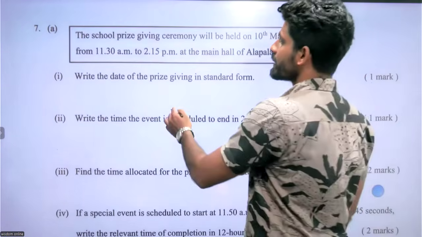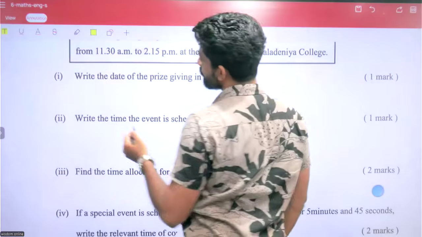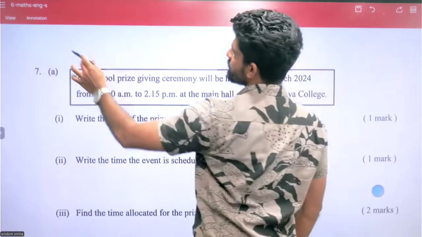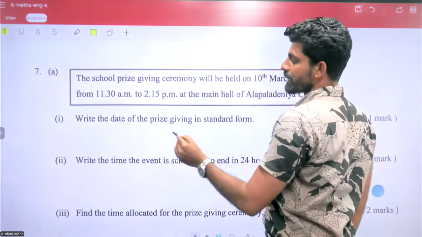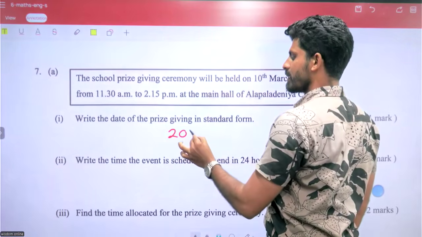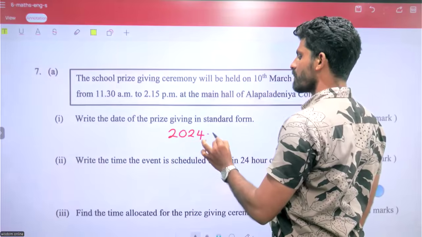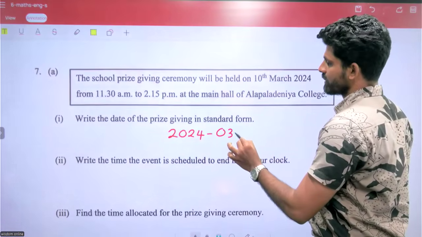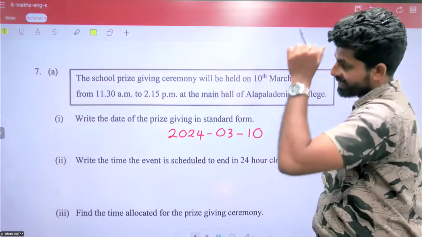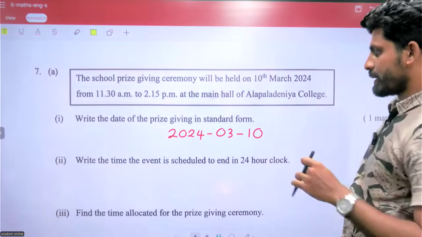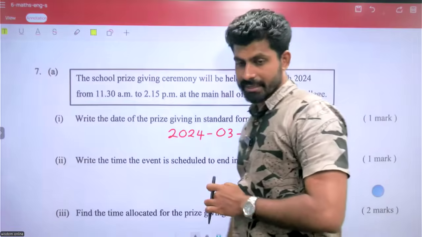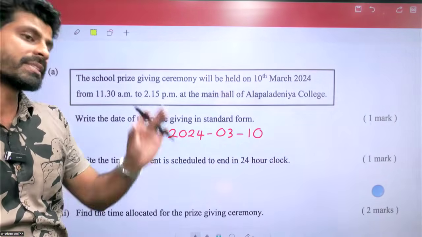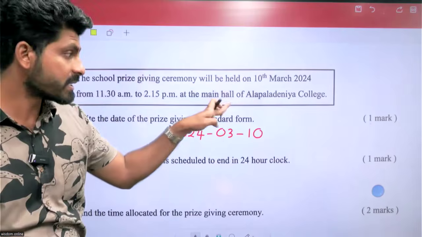How to write down the date in standard form? First, you need to write down the year, 2024, March, 10. 2024, March 10. March means January, February, March, so 3, and 10.